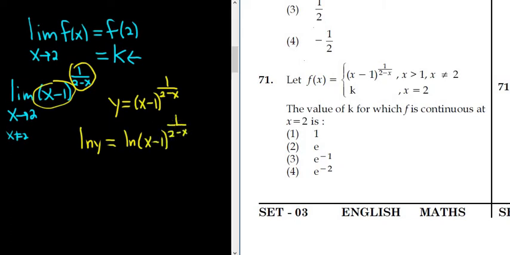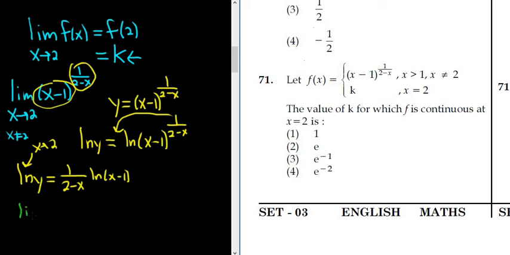Then we can use properties of logs to bring this down, right? That's the power rule for logs. So this is the natural log of y equals, I'm going to write it like this, 1 over 2 minus x times ln of x minus 1. And again, we're taking the limit as x approaches 2. So we're going to go ahead and work through this and take the limit of this as x approaches 2. So let me go ahead and restart that.